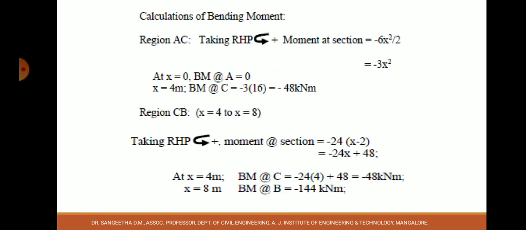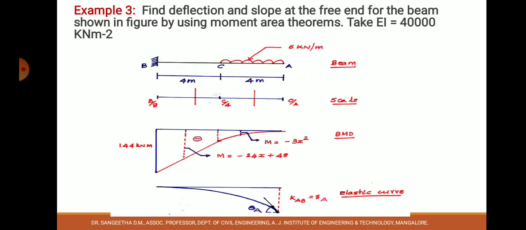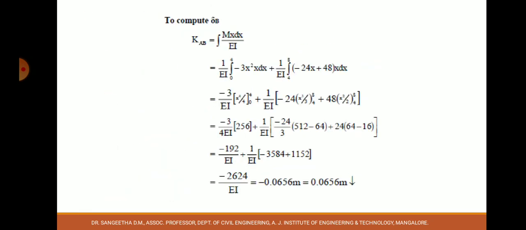Because 3x squared in between 0 to 4. In between 0 to 4, the equation is 3x squared. In between 4 to 8, the equation is this region. The same, we are substituting here, simplifying it and substituting with the upper and lower bound limits. You will end up with what is KAB.